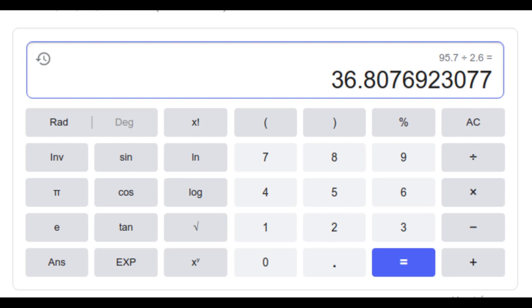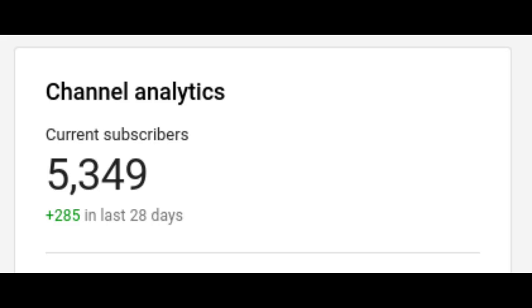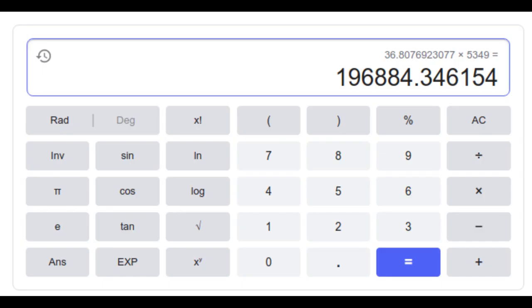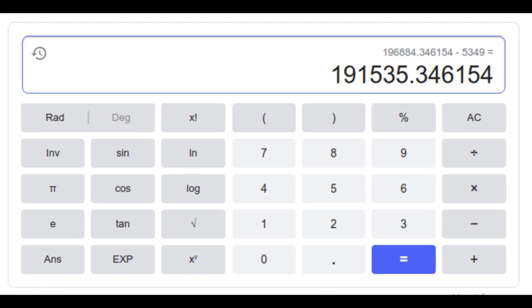Now I took that and I multiplied that by the amount of subscribers I have, which is currently 5,349. When I did that, I came up with the number 196,884, which means that that's the amount of subscribers I should have now, being close to 200,000. Which also means that there are 191,535 people that watch my channel who are not subscribed to me.